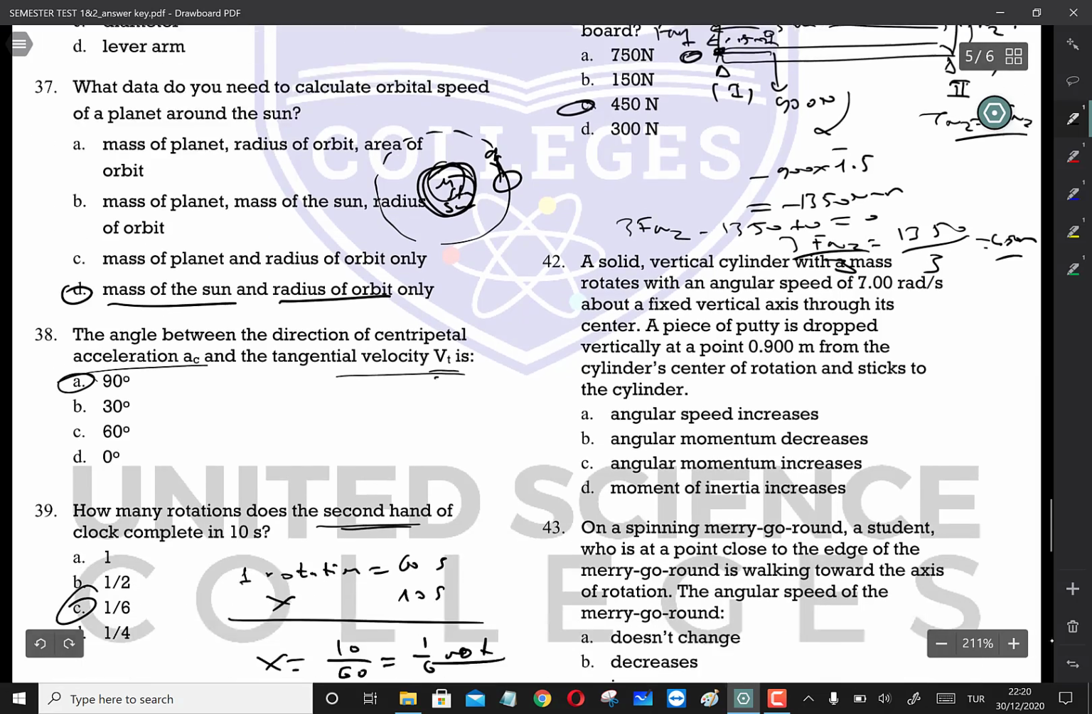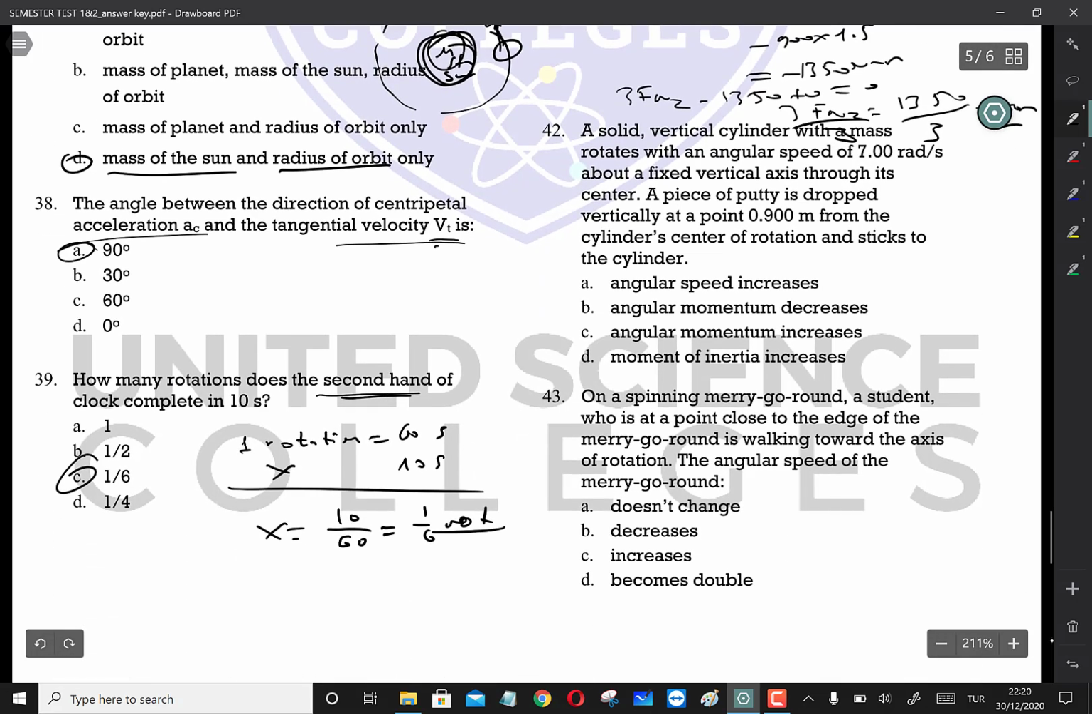A solid vertical cylinder rotates with an angular speed omega of 7 radian per second about a fixed vertical axis through its center. A piece of wood is dropped vertically at a point 0.9 meter from the center of rotation and sticks to the cylinder. Angular momentum doesn't change because there is no external torque acting on the system, so B and C are incorrect.